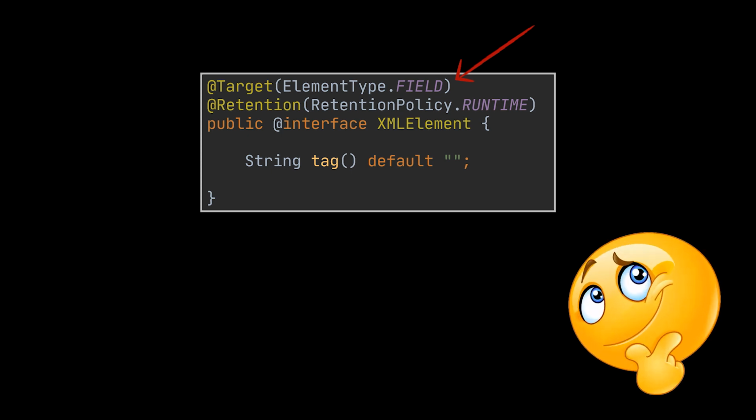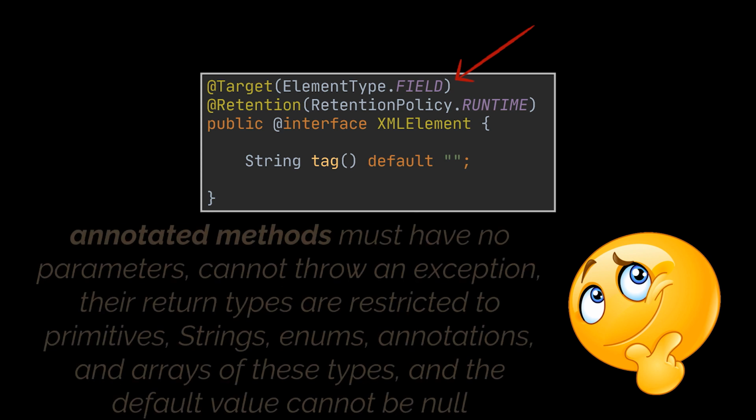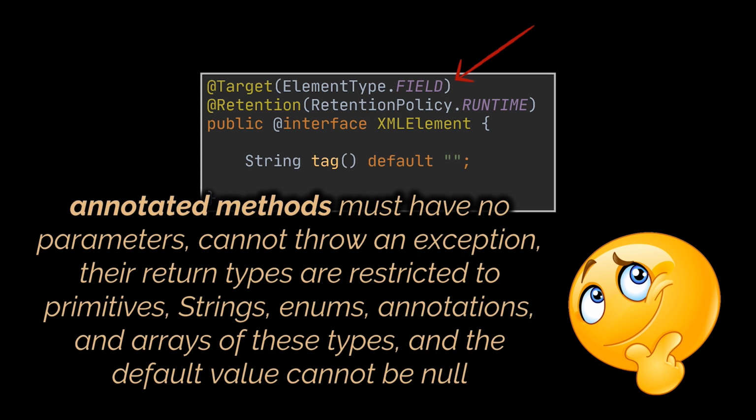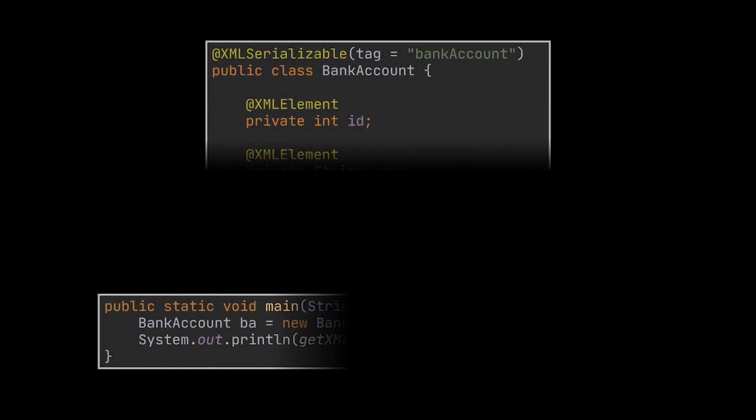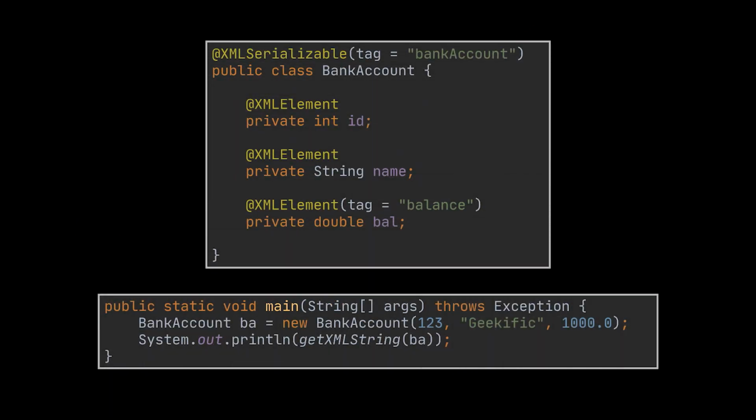Okay, before proceeding, pay close attention that here we created annotations that go on classes or fields, but be aware that when using the element type reserved for methods, these methods must have no parameters and cannot throw an exception. Also, their return types are restricted to primitives, strings, enums, annotations, and arrays of these types, and the default value cannot be null.